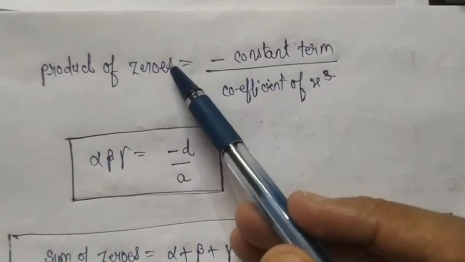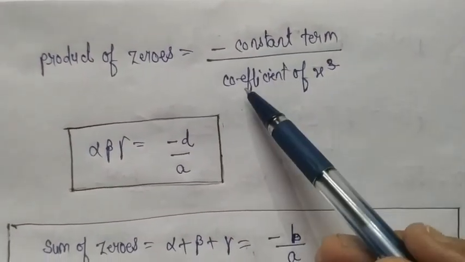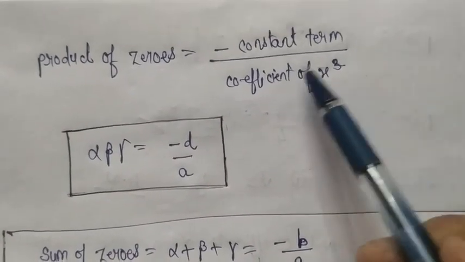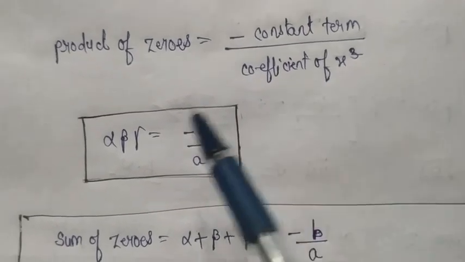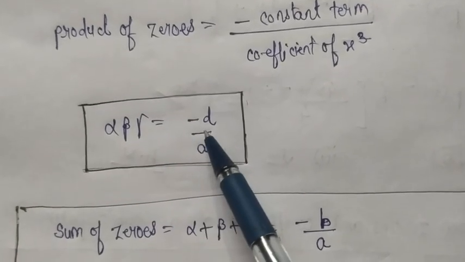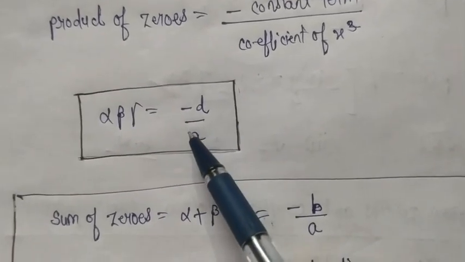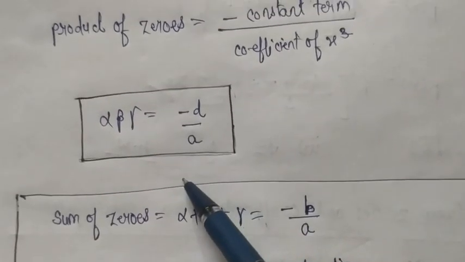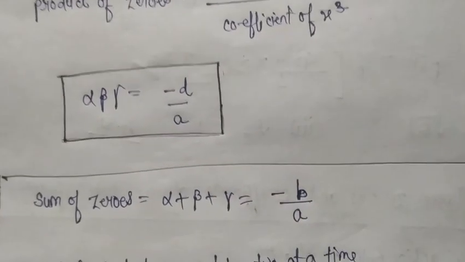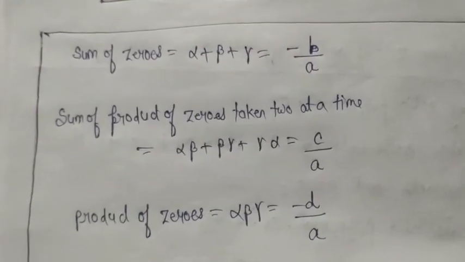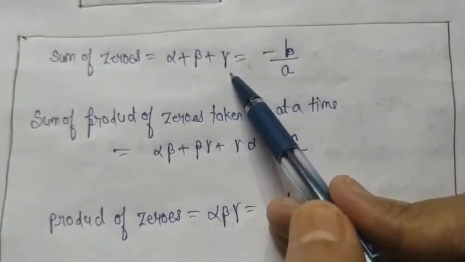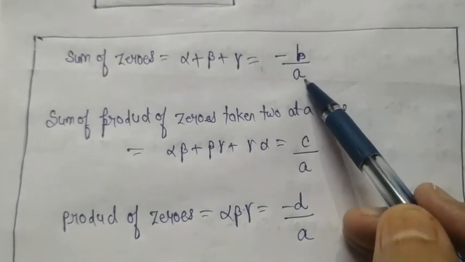Now the product of zeros is equal to minus constant term upon coefficient of x cube. In the given polynomial, the constant term was d and the coefficient of x cube was a. So the product of zeros can be written as alpha into beta into gamma equal to minus d by a. So in the quadratic polynomial you have studied two formulas, but in cubic we will study three formulas. I am going to write all of them together. See, the sum of zeros can be written as alpha plus beta plus gamma, and it will be equal to minus b upon a.